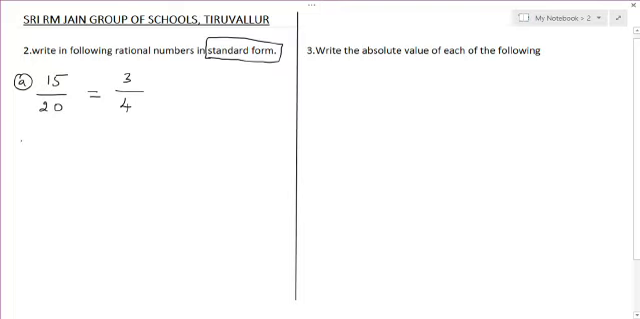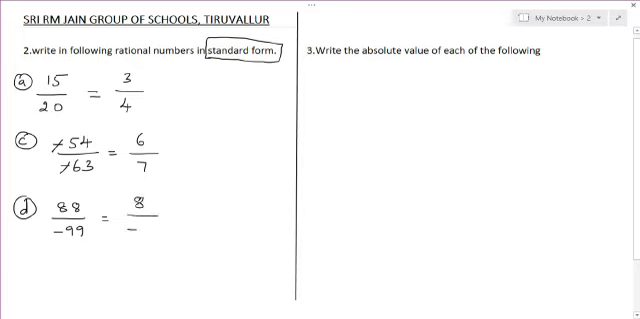Your next sum, the C sum, is minus 54 divided by minus 63. Minus and minus will get cancelled, and you can observe that 9 is the common factor between 54 and 63. 9 6s are 54, 9 7s are 63. Next your D sum: 88 divided by minus 99. I can see that 11 is the common factor between 88 and 99. 11 8s are 88 and 11 9s are 99. So for standard form, you have to find the common factor and divide the numerator and denominator by the common factor.